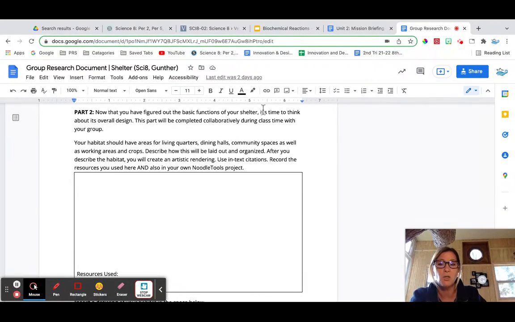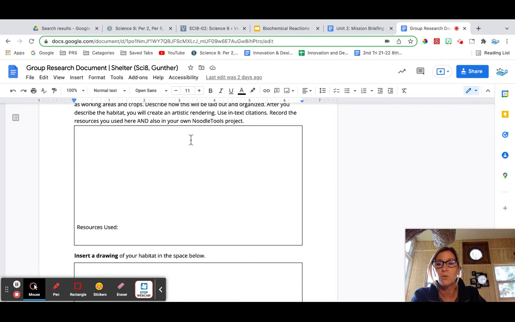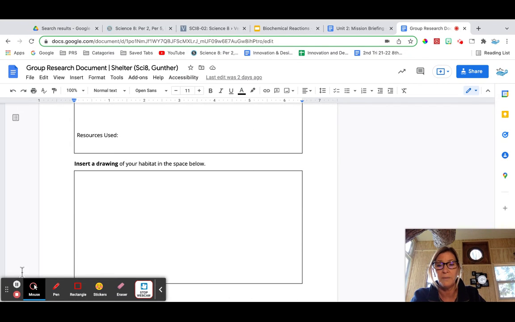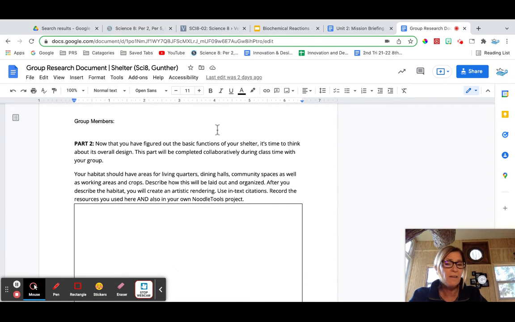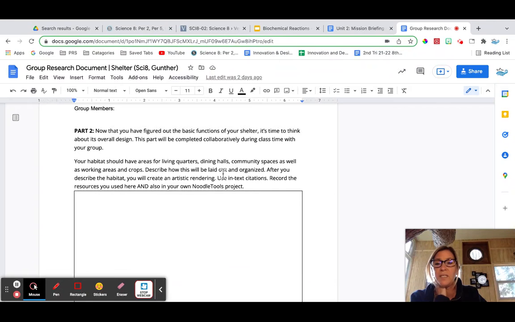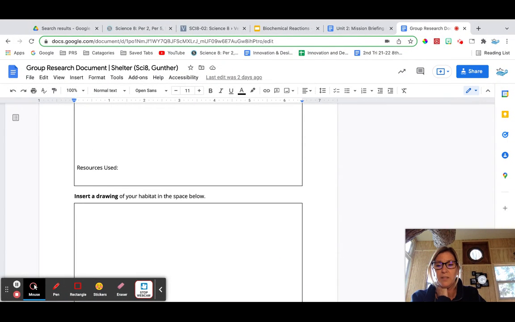But basically, you're going to describe the habitat space. What kinds of things will you have in your living quarters and dining hall, community spaces? What are your areas where you're going to be working on science stuff or have crops growing? So describe kind of how it's laid out and organized. As a group in class, you guys will be doing a drawing to represent your habitat. So if you have 5 people in your team, the 5th person will start working on this now. If you do not, then that will come later.